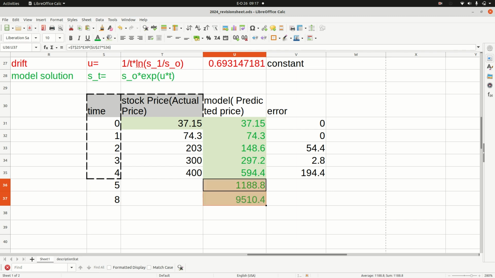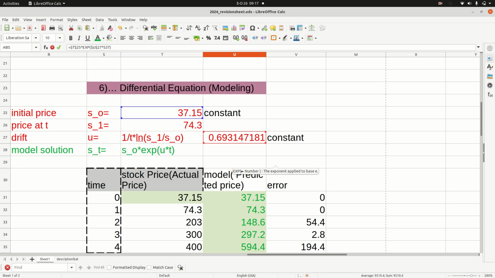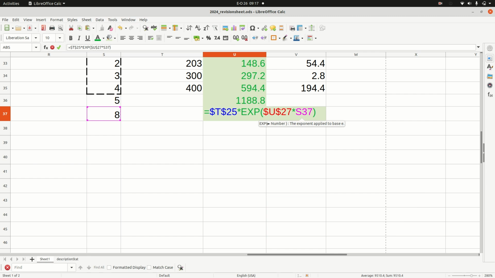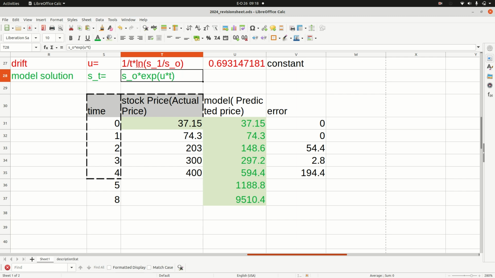So let's check this out. My T25 is this one. My U27 cell, as highlighted, is the mu here. S37 is the 8. And so this is how you can use this simple model to find the asset price at any given time T, and you can find the error margin. This is one application of differential equations in our field. There are other applications, but since this is what we did in the lecture hall, we'll stick to this. So this brings me to the end of my video. I hope it has been helpful.